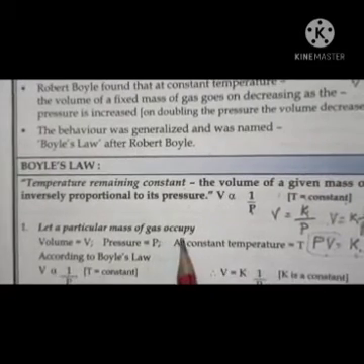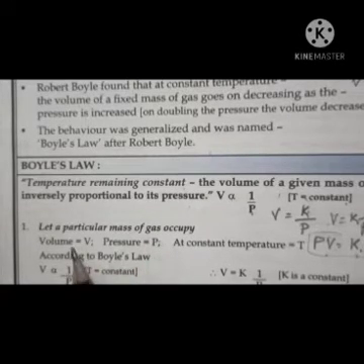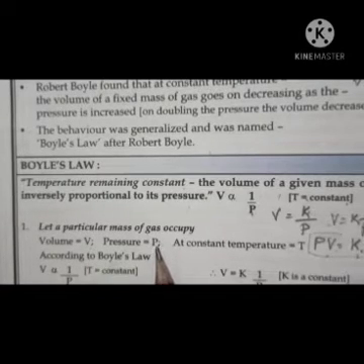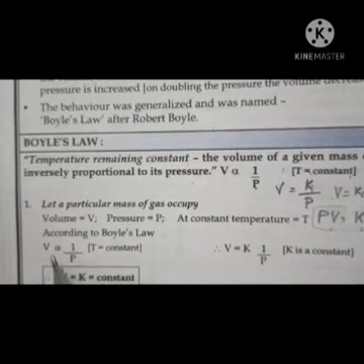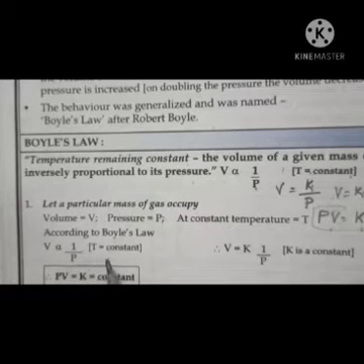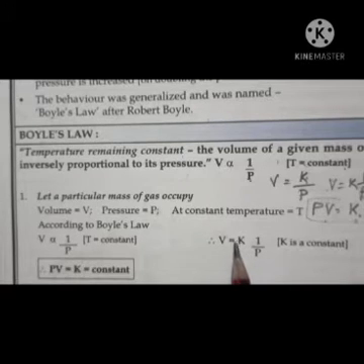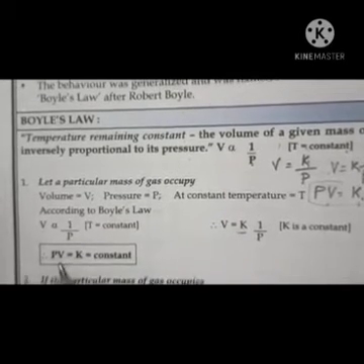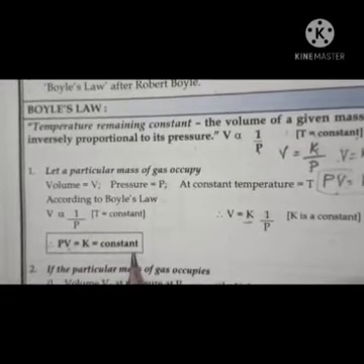Let a particular mass of a gas occupy volume V at pressure P at constant temperature T. According to Boyle's law, V is inversely proportional to 1 upon P, and T is constant. So V is equal to K times 1 upon P, where K is constant, right? And so what do you get? You get the equation PV is equal to K, that is a constant.